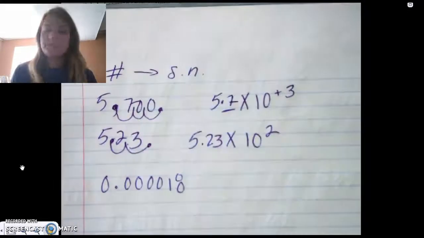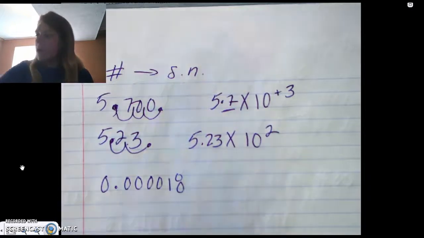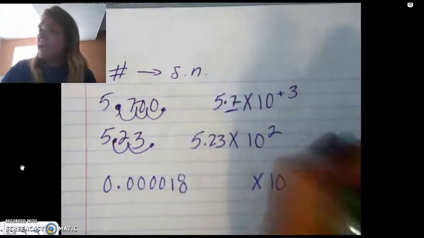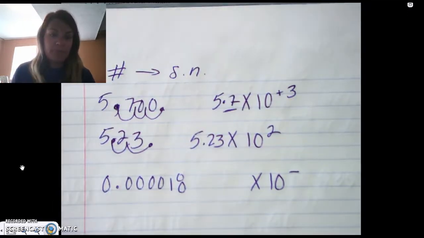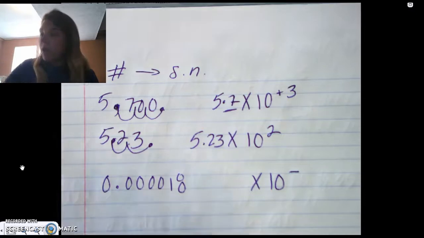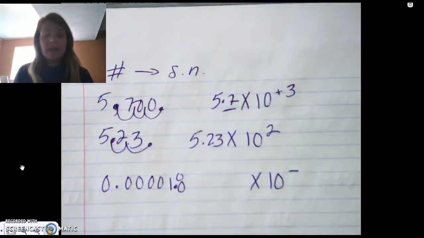0.00018. Okay, big number, little number. Little number. So I'm going to have a times 10 to a negative value because my number is between 0 and 1. Okay? Now, where do I have to put the decimal place to get a coefficient that is between 1 and 9.99? Well, I have to put it between the 1 and the 8.